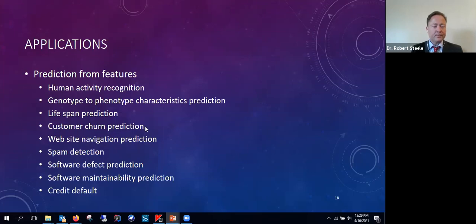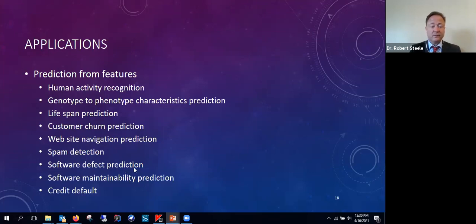Another popular application, more industry oriented, a customer churn prediction, for example, when will customers leave? Another fairly suitable problem. Website navigation prediction, spam detection. Okay, so a little bit like our email systems automatically conclude quite often erroneously that certain things are spam and certain things are not spam. This is another well suited problem.